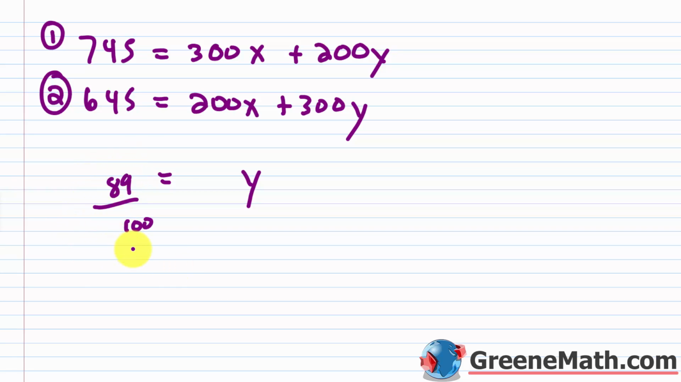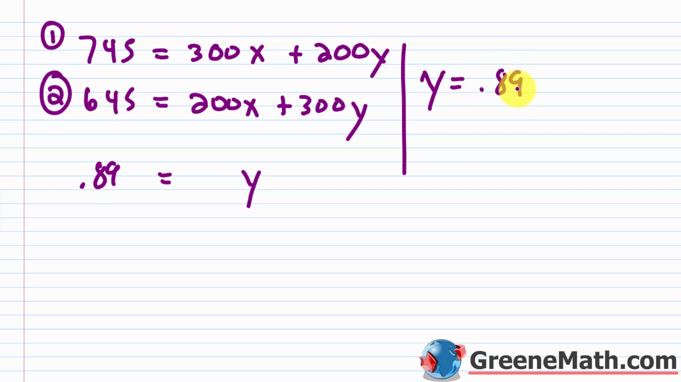So we know if we divide by 100, we're just moving the decimal point 2 places to the left. So this would be 89 here, and going 2 places to the left, 0.89. Okay, so that's my y. So y is equal to 0.89. So that's the cost of 1 carton of eggs. So apparently where they live, it's super cheap for eggs.